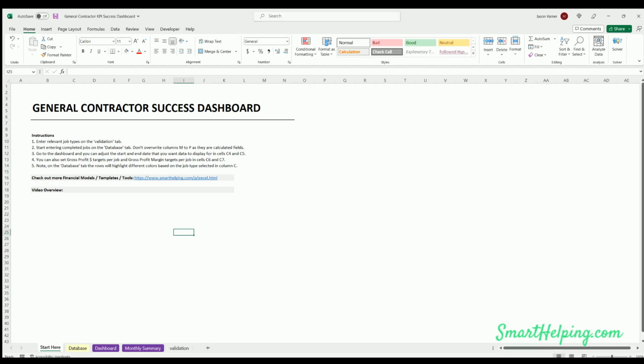We got a nice dashboard template for you here. This is built for general contractors, anybody that has quotes and then needs to track their margins. I'll show you the dashboards real quick before we get into it.